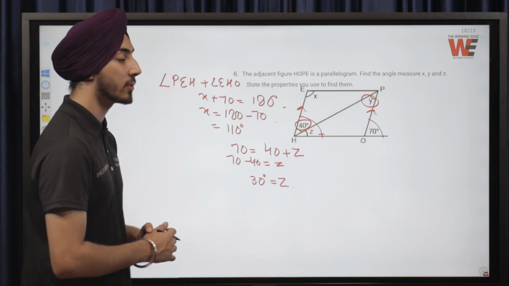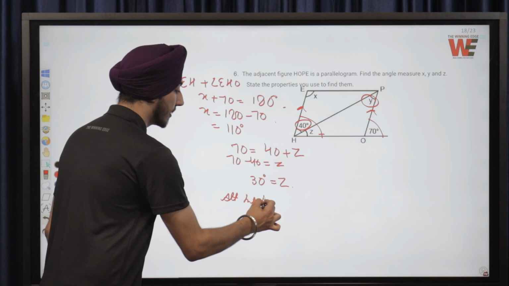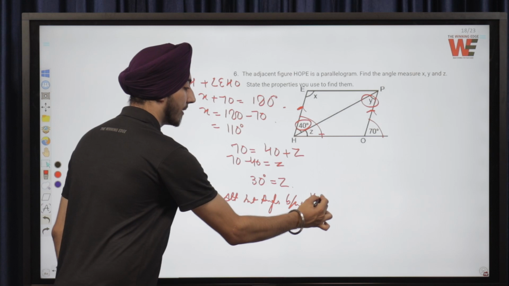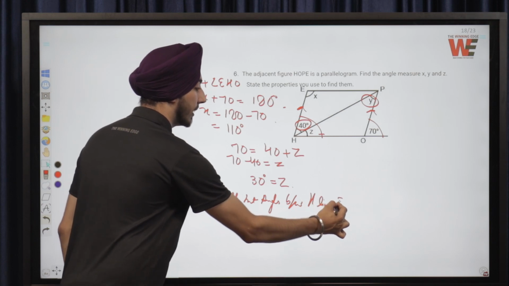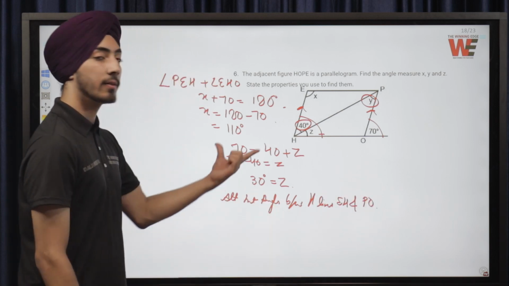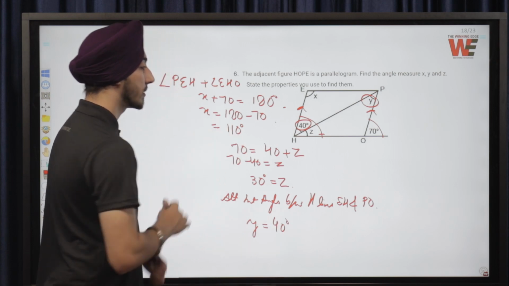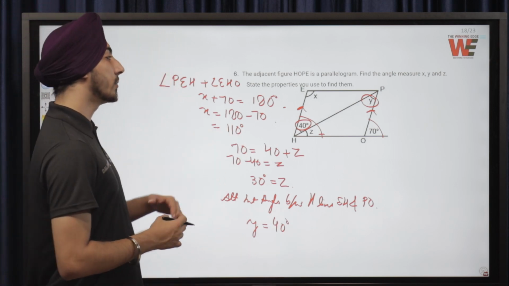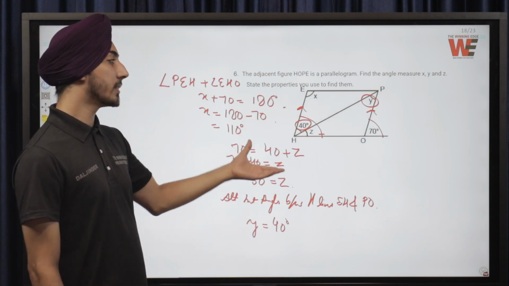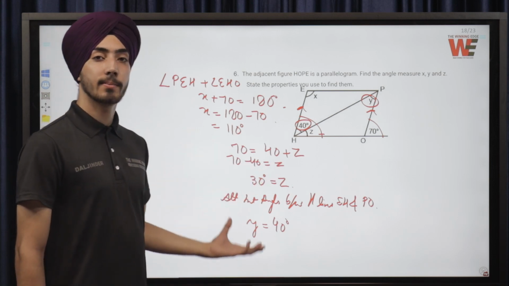So what is the reason we need to write down? We need to write down alternate interior angles between parallel lines EH and PO. Therefore y will be equal to how much? Y will be equal to 40 degrees. I hope you have understood this. Now I just want to state one point here, that this is not the only way to do this. There are a couple of other methods to do this question as well. If you're using another method, that's also right, but the answers will be the same.